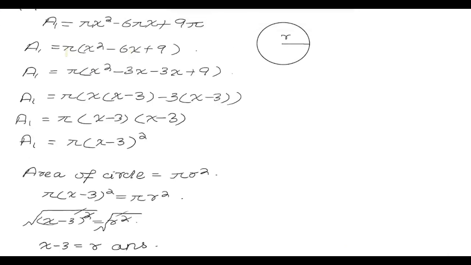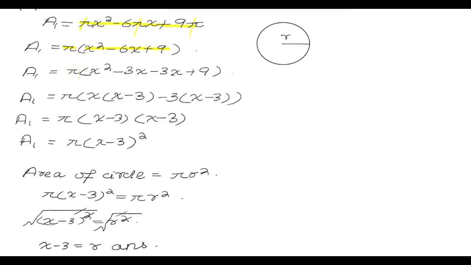So we can just simply write here pi bracket, and pi will get taken out from here, here and here. That just leaves me with pi bracket x square minus 6x plus 9. After that, just look inside. This is a quadratic expression. So we need to find the factors for negative 6, which is negative 3.